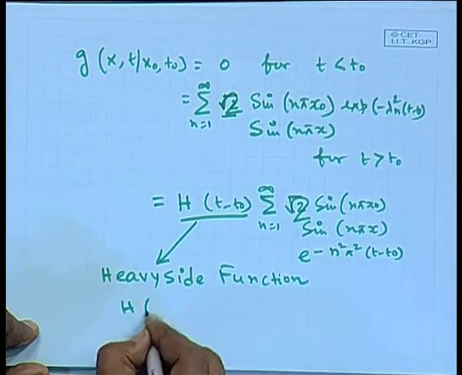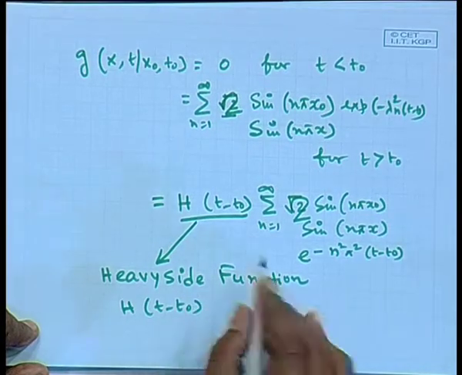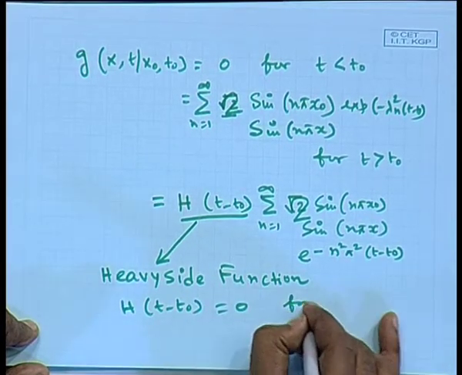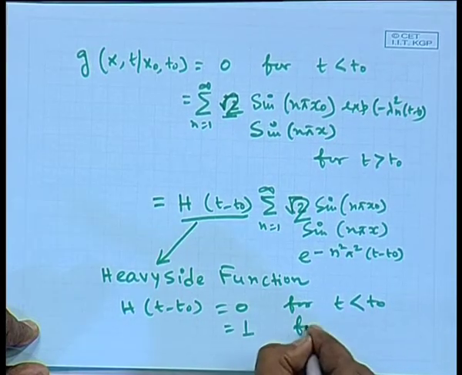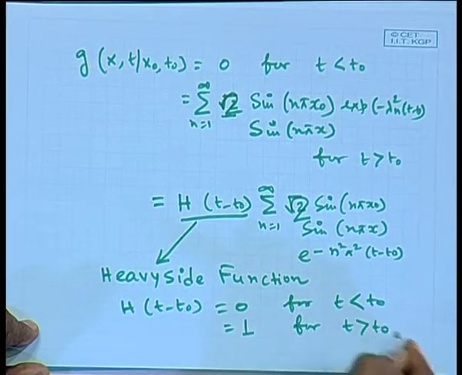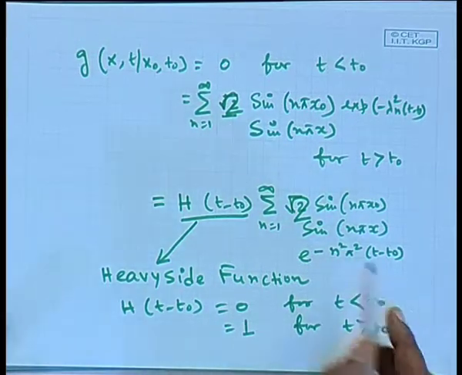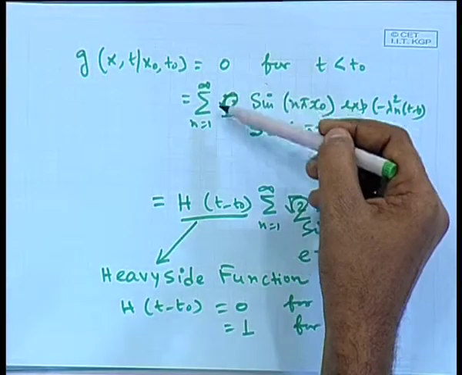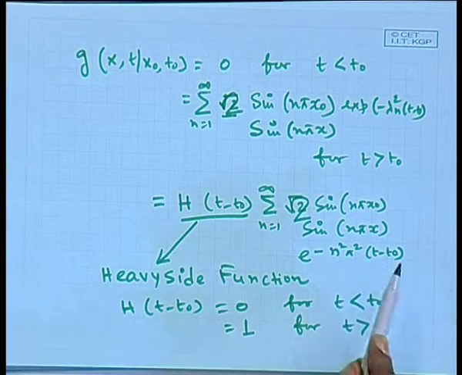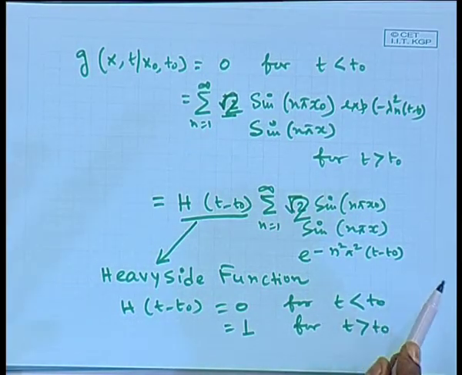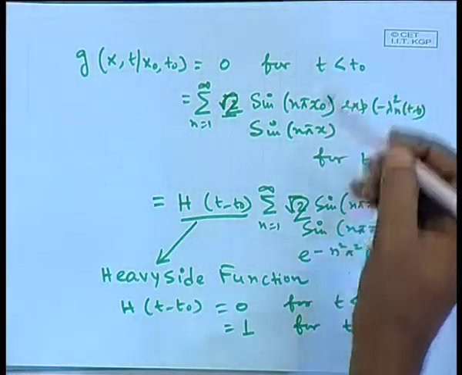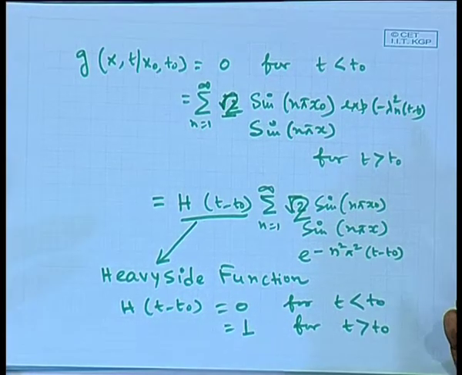It is defined as h(t minus t naught) is equal to 0 for t less than t naught, and is equal to 1 for t greater than t naught. This is a notation only. So, these two expressions can be written in a compact form by only one expression. It is only a mathematical notation, nothing else. You can keep these two as well if that is clear to you.